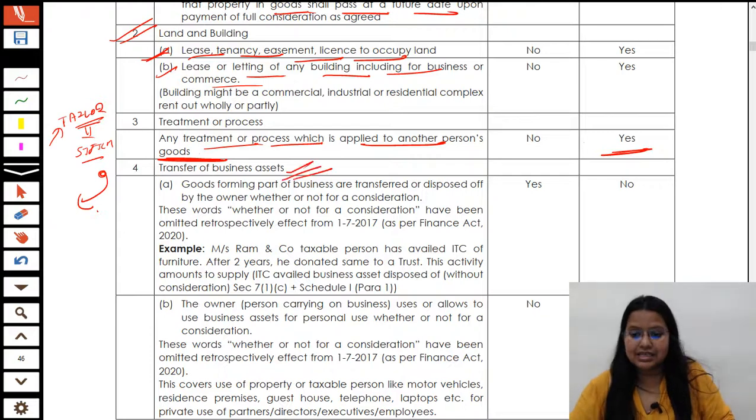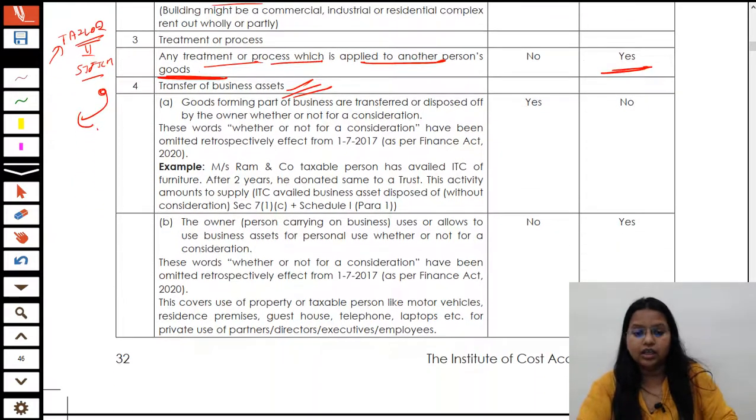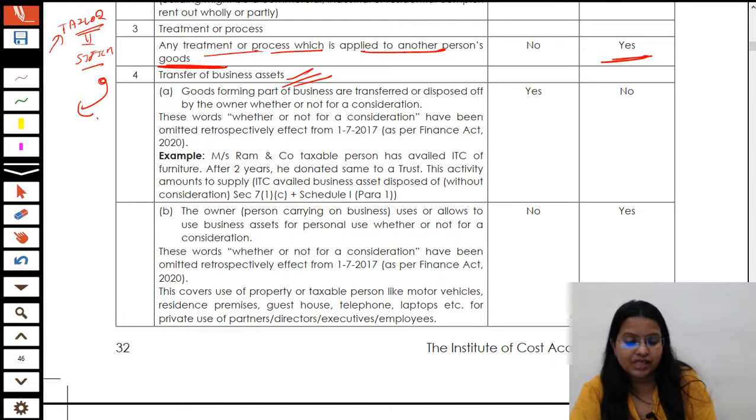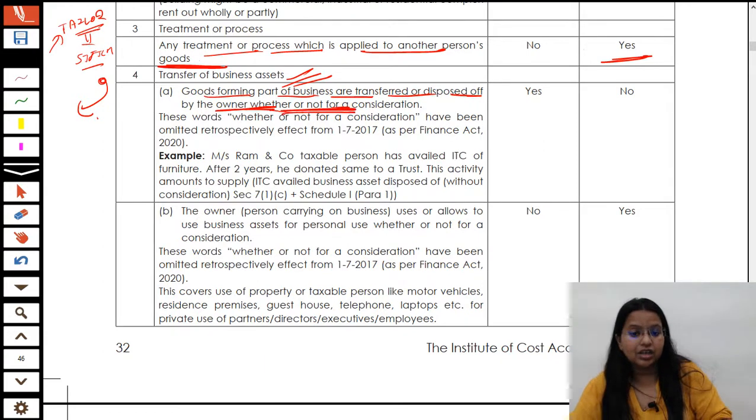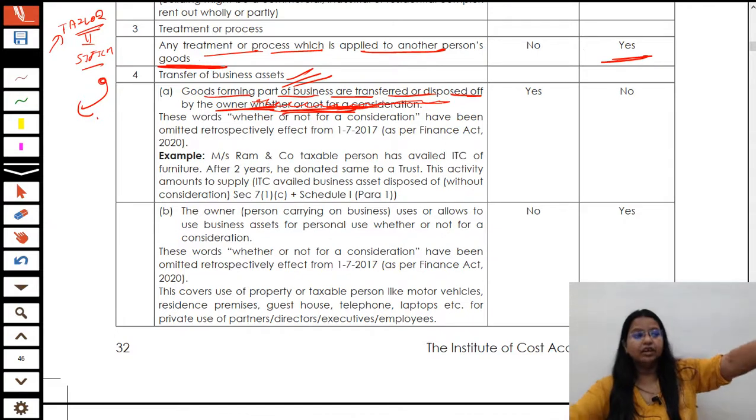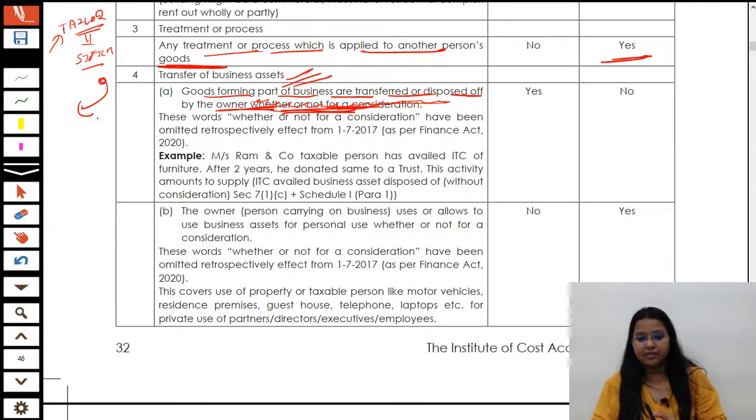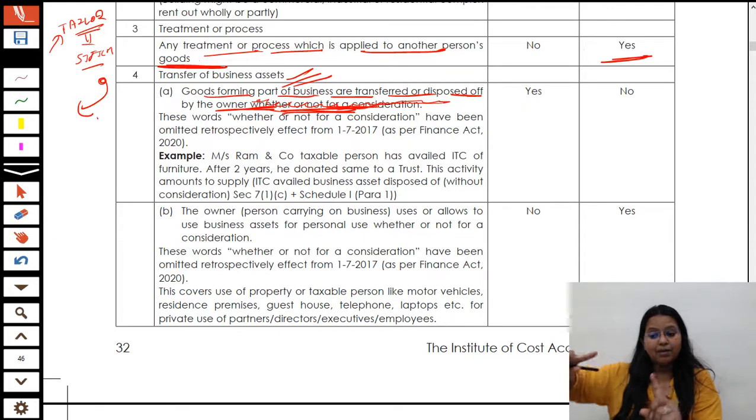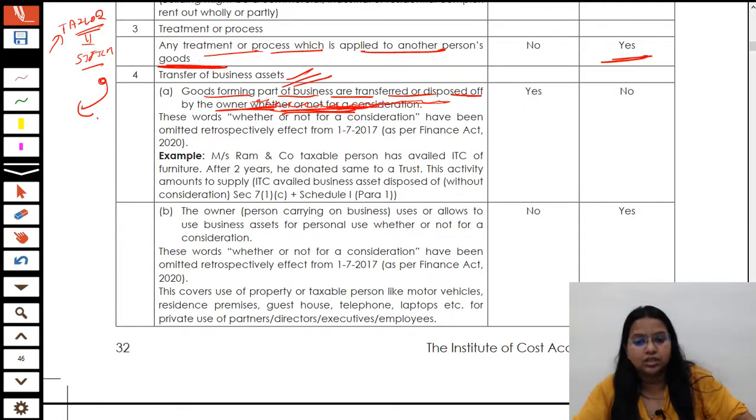Next is transfer of business assets. Now understand it very clearly. Okay, students, in the case of transfer of business assets, the very first point is goods forming part of business are transferred or disposed by the owner, whether or not for a consideration. Now students, this whether or not for a consideration has been omitted now, as they have specified it. If there is no consideration, only those 4 points will be covered here, that is transfer of business assets, permanent purpose for which ITC has been taken. Okay, so you can cut it out. Goods forming part of business are transferred or disposed by the owner. So yes, it will be a case of supply of goods without any second thought.